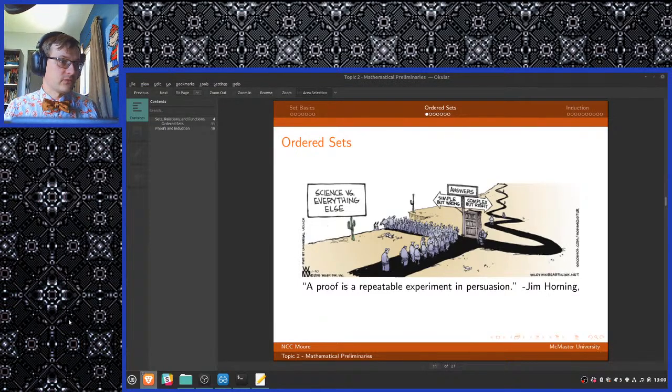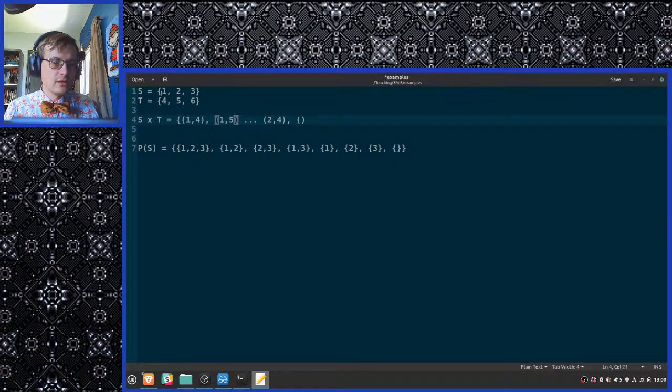So, cross product, yeah, that's what it's called. So, going back to this guy, you take every element in S, and you make a tuple with each element in T with it. You take this element, you make a tuple with each one of these. You take this element, you make a tuple with each one of these. So, I'm trying to think of a good analogy for cross product.